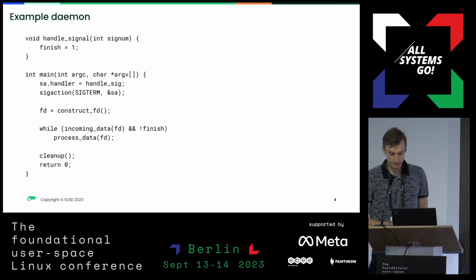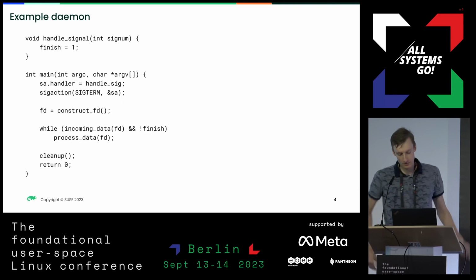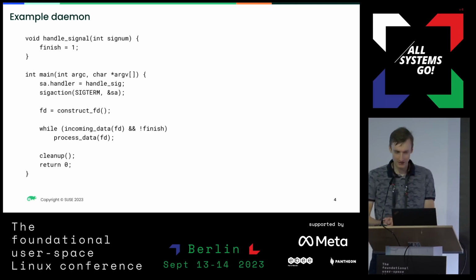part. So the example daemon we have here is basically just a loop that processes data as long as any data are there to process. The client requests are usually these incoming data. And we also have some way to interrupt the operation of the service with a signal so that we break out of the loop and clean up the operation of the daemon. So what is important here is that we don't just arbitrarily terminate it, but we do some cleanup work.